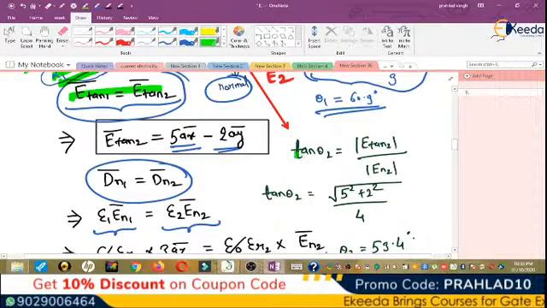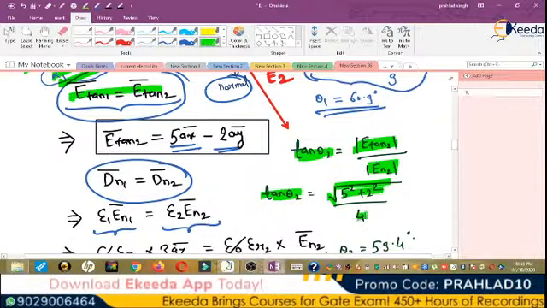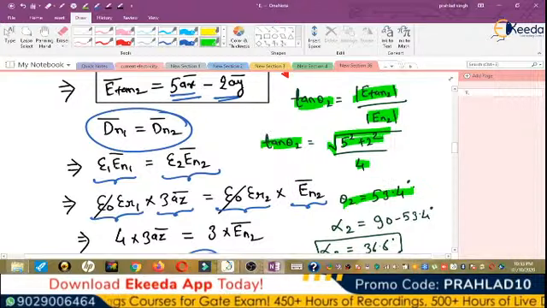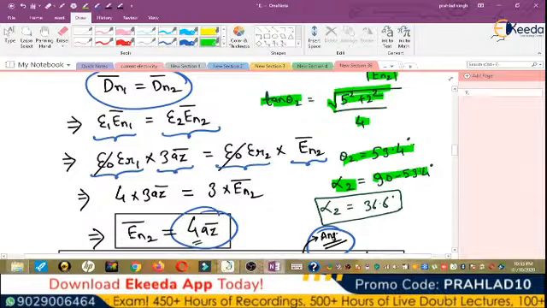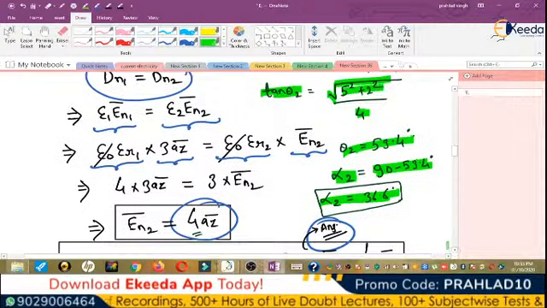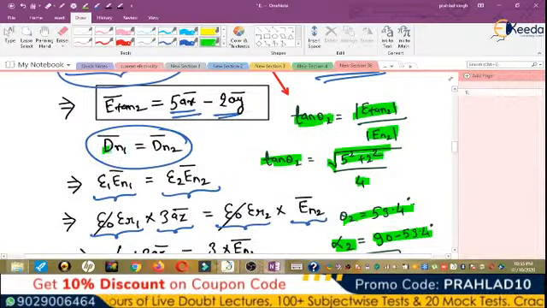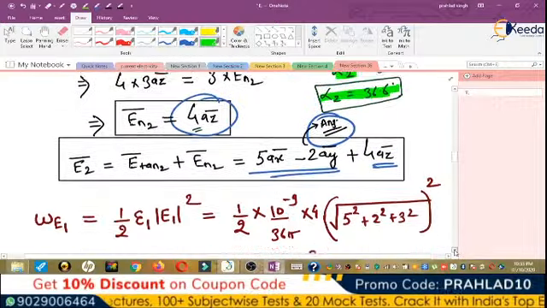Second, similarly, you have tan theta 2, which is mod of Et2 by mod of En2. Tan theta 2 is under root of 5 square plus 2 square by 4. So theta 2 we will observe here is 53.4 degrees. So alpha 2 is 90 minus 53.4, which is equal to 36.6 degrees. And another boundary condition is Dn1 equal to Dn2.